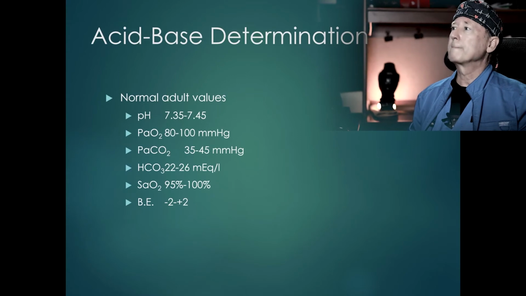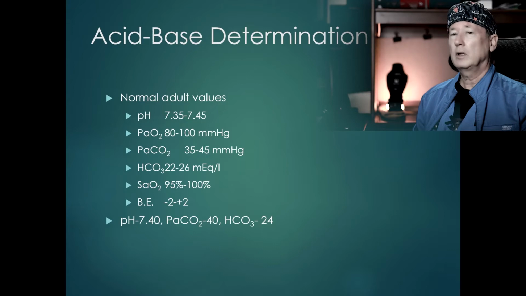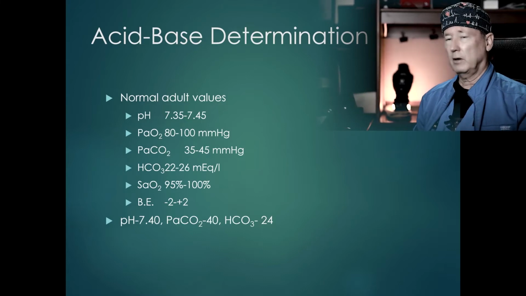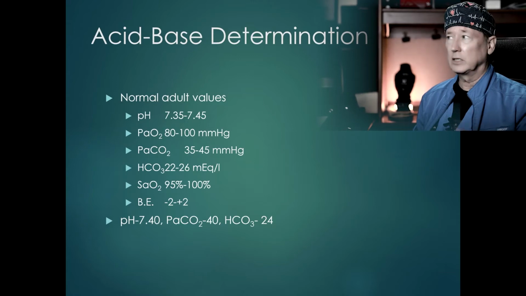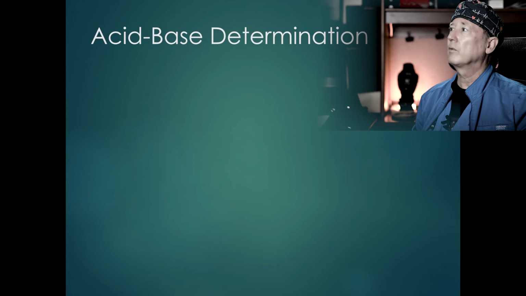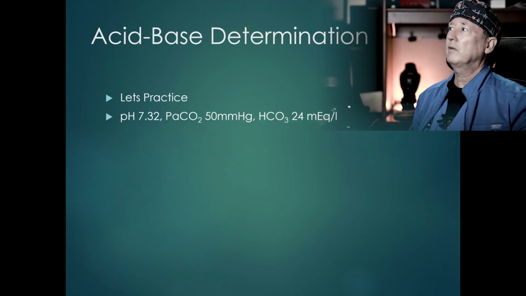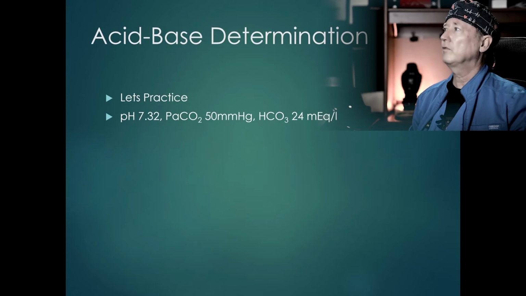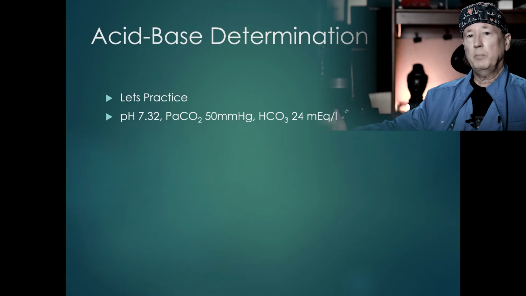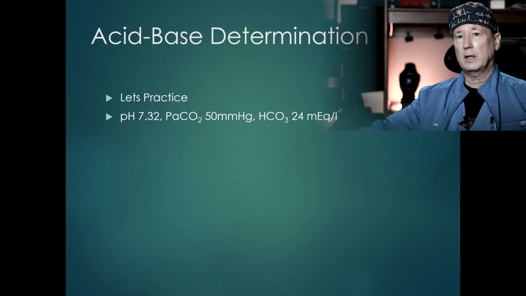So here's normal. You have to know normal. If you wanted to be exactly normal, 7.4, CO2 of 40, and a bicarb of 24. But there's a normal range. That's a normal blood gas. All right, so now let's practice. We have a pH of 7.32, a CO2 of 50, and a bicarb of 24. So the first thing you say, the pH is not normal, 7.32. So this is acidosis. You have to be able to recognize that.